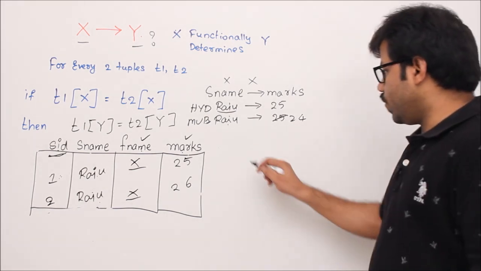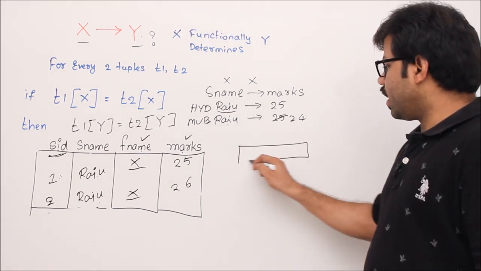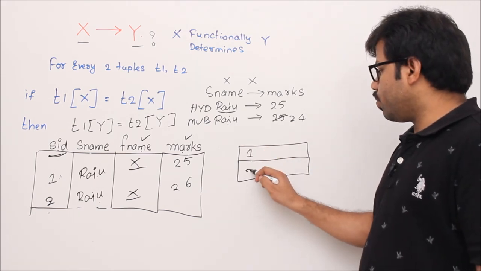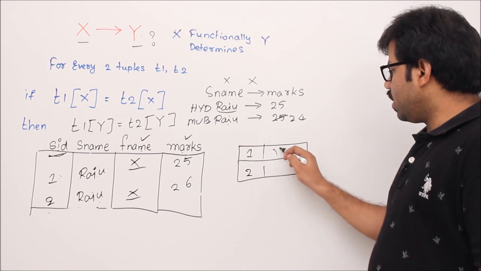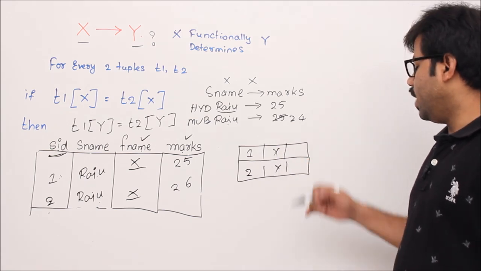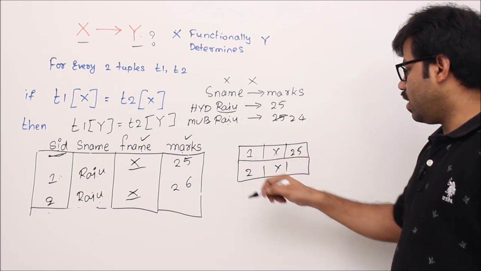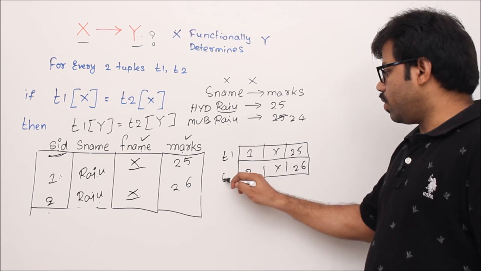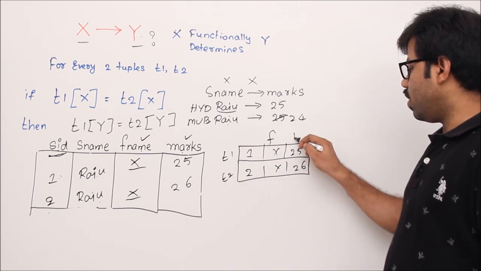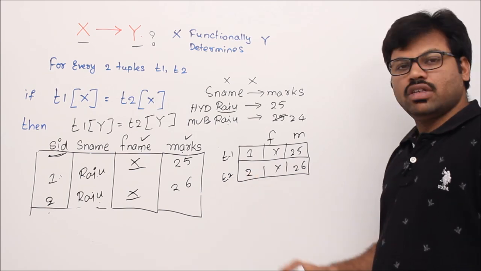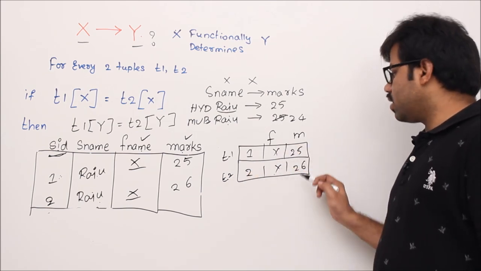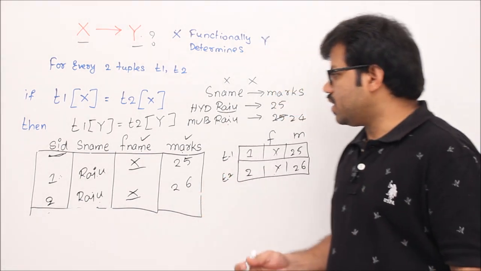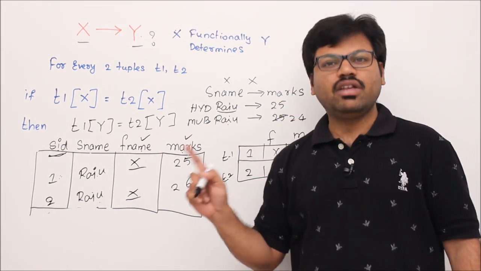Now see this situation. In the real world, there can be two students with the same father name. Student number 1, student number 2, and father names are the same, X and X. Then marks might be different, right? Because they are different students, so marks might be different. Now see, this is tuple 1, this is tuple 2, this is father name, this is marks. In these two tuples, father names are matching but marks are not matching. Yes, there is a possibility, right? So that's why in theory we say that father name does not determine marks.